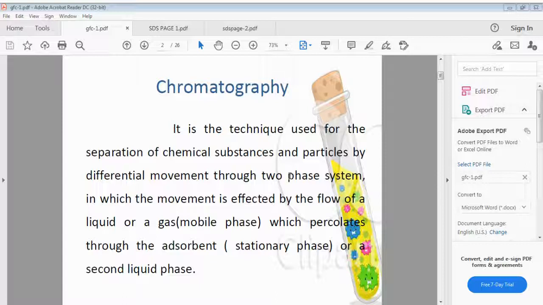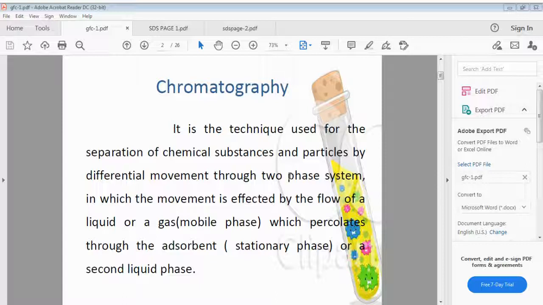Okay. So today we are going to see about gel filtration chromatography. First we are going to see about gel filtration chromatography followed by SDS-PAGE. These are two very important techniques in chromatography as well as in electrophoresis for the separation of proteins.